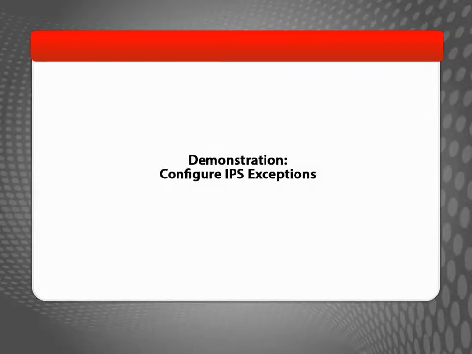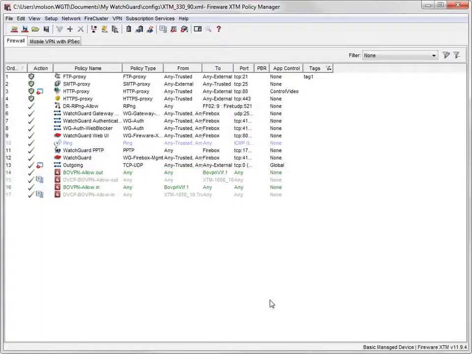IPS exceptions allow you to configure the Firebox to use a different action to a specific signature than is currently configured for that signature's severity level. If you know that a specific signature is triggered as a false positive for your environment and that signature doesn't pose a risk in other policies, you can use exceptions to allow that specific signature.